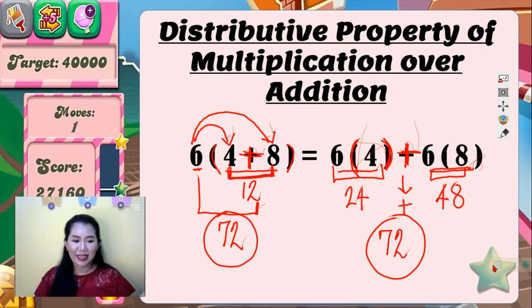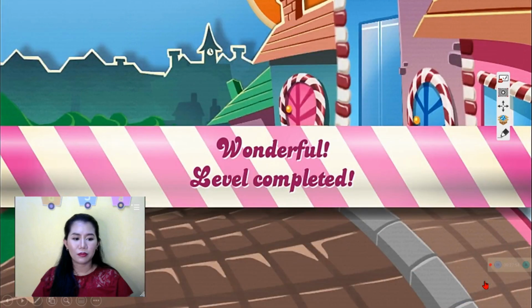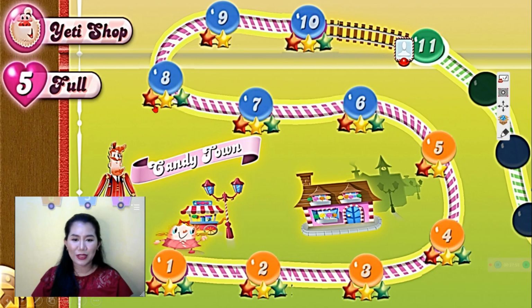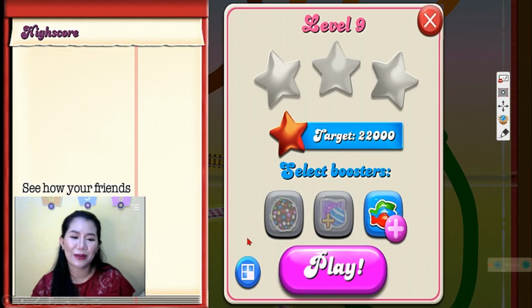Okay, so let us now proceed to the next level. Wonderful, level completed. Let's proceed to level 9. Okay, so ano kayang meron sa level 9?